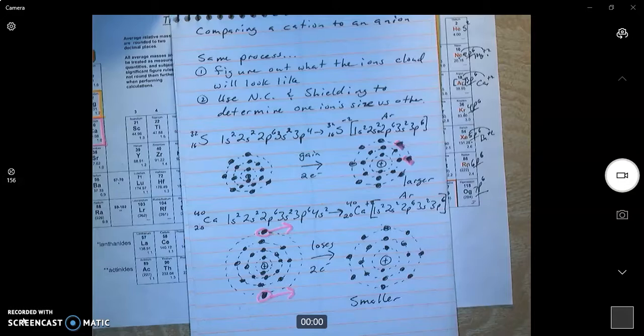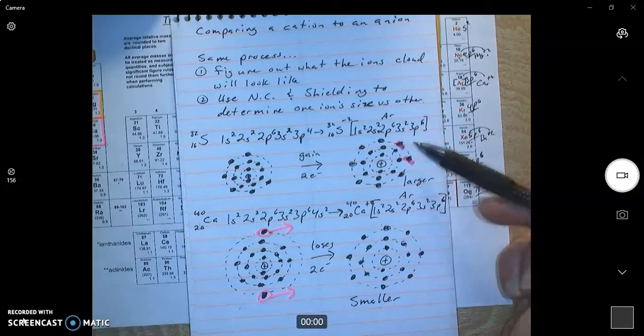after the atom gains or loses the electrons, figure out what its electron cloud is going to look like. If both atoms, after they ionize, have the same cloud, then what you want to focus on is the lighter nucleus is going to be the larger atom. The smaller atom is going to have the bigger nucleus. Okay? So figure out the clouds.